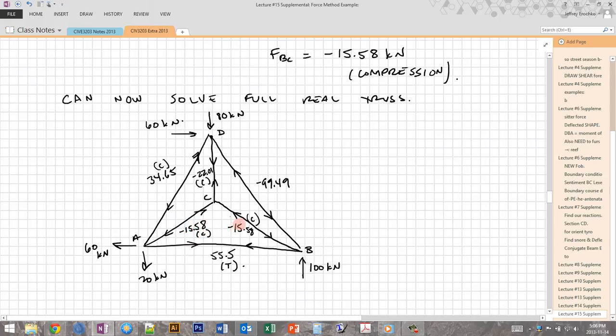And I can label all the compression ones negative to be consistent. This one is also compression. And so now I have solved all of the internal forces for this indeterminate truss using the force method with an internal redundant force, which was the force in member BC.